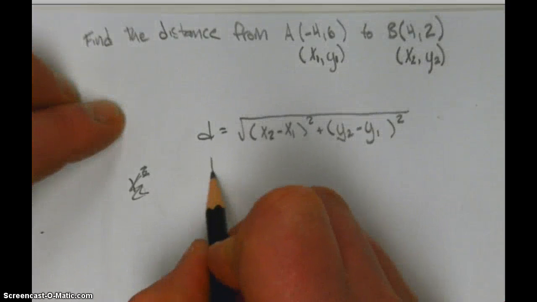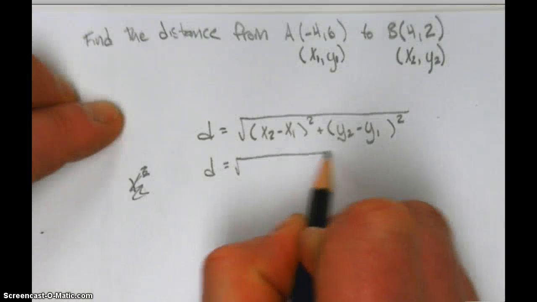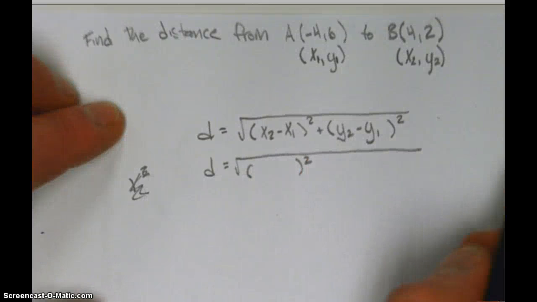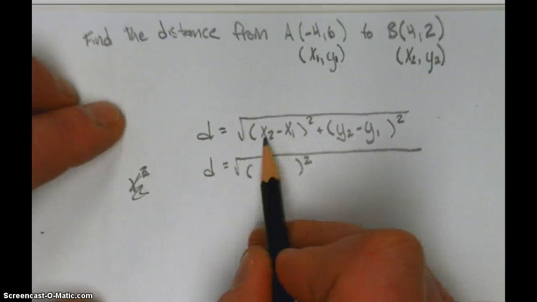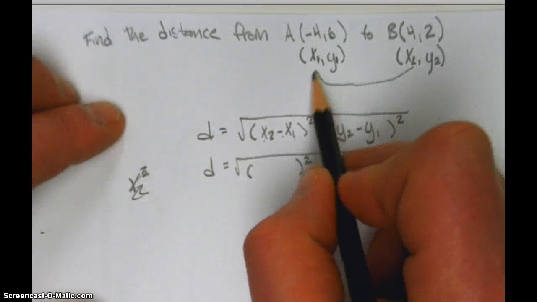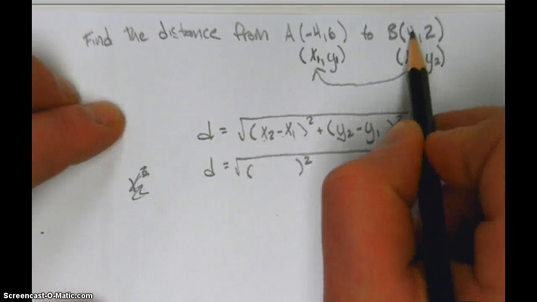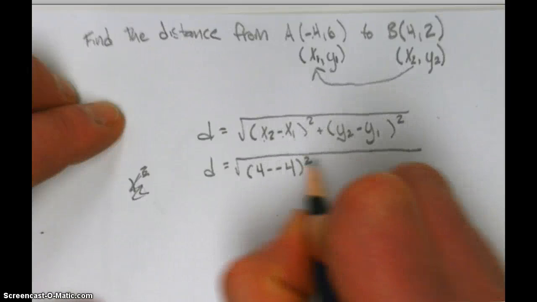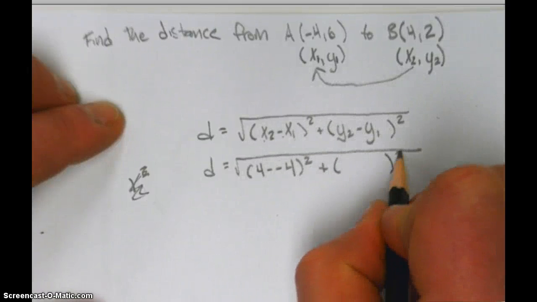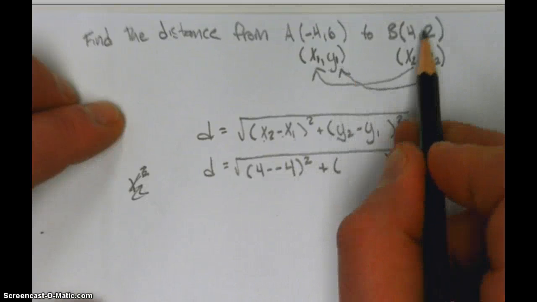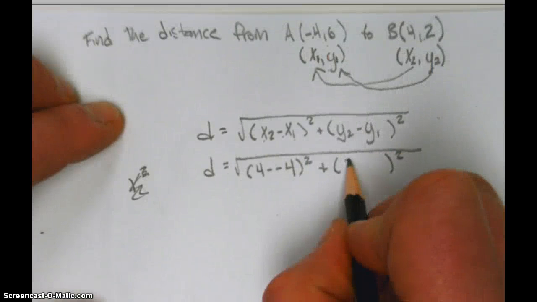So then we follow the formula. Distance says take the square root of, in parentheses, x sub 2 minus x sub 1. That's x sub 2 minus x sub 1. That should be 4 take away -4. So we go like this. Plus, and then we're going to do y sub 2 minus y sub 1, which should be 2 minus 6.